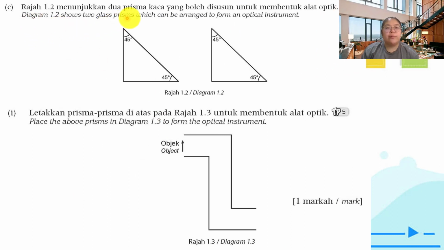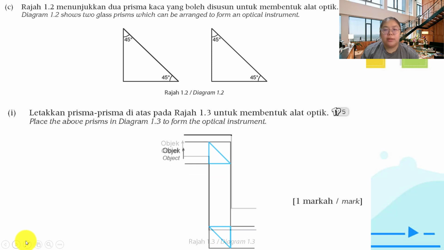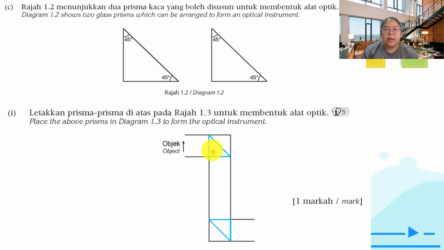Okay, now they show you two glass prisms that can be arranged to form an optical instrument. Now you need to place the prisms in the optical instrument, to become a periscope. So this one is a prism, so the light must go in. The light goes in, that means you just put the triangle shape. The first part should be normal, exactly 90 degrees, to let the light go in. So from here it should be arranged like this. One is put at the top, another one at the bottom. Make sure you know how to rotate the triangle.